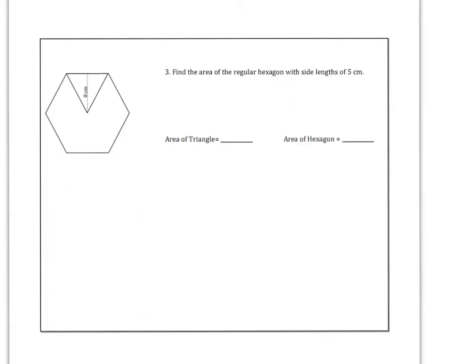So think back to middle school, maybe even elementary school. You might have been given a problem like this before where it says find the area of the regular hexagon with side lengths of 5 centimeters. Well, a hexagon has 6 sides and it's regular, which means all the sides are the same length. So if one side is 5 centimeters, all the sides are 5 centimeters, all the way around.